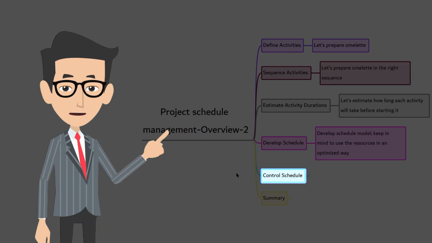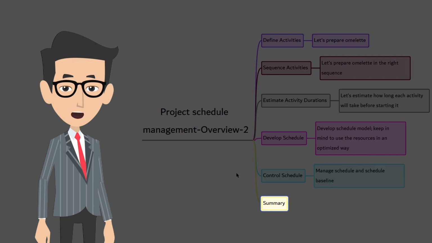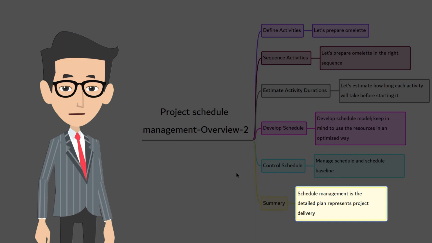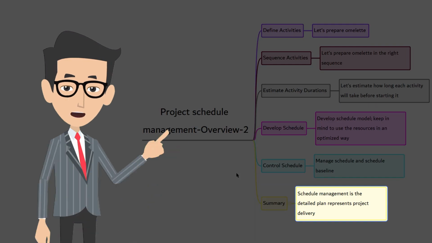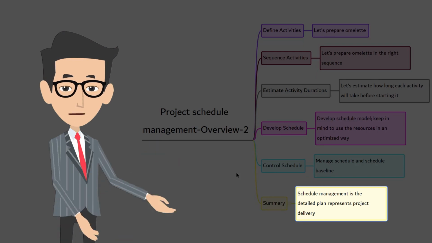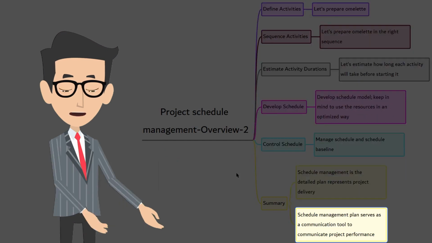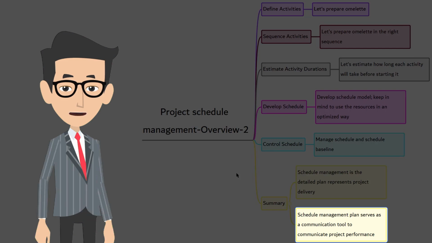All right. Now the next one, control schedule. Control schedule is all about managing the schedule and schedule baseline. Okay, let's quickly rush through some of the points to remember before we jump to the schedule management process. Project schedule management is all about the detailed plan that represents how and when the project will deliver the product or service or result that is defined in the project scope. By delivering the agreed scope, this also serves as a tool to communicate about the performance of the project and managing stakeholders' expectations on scope and schedule.